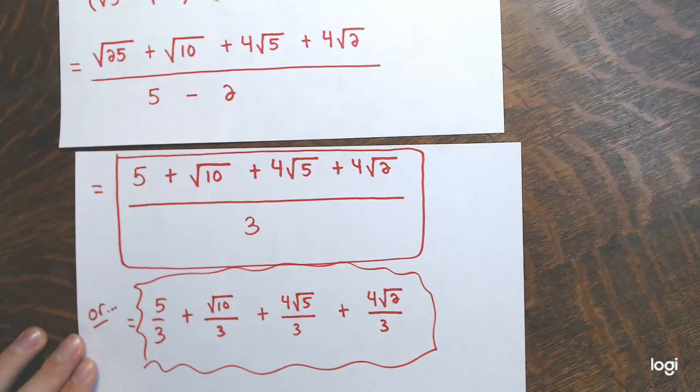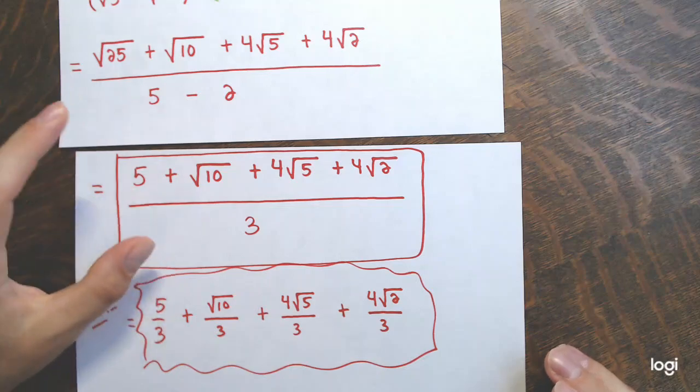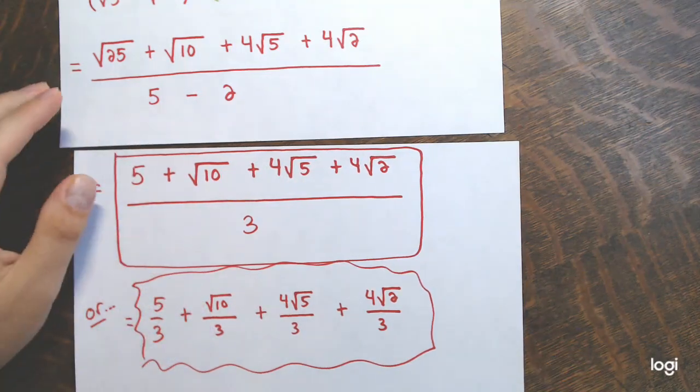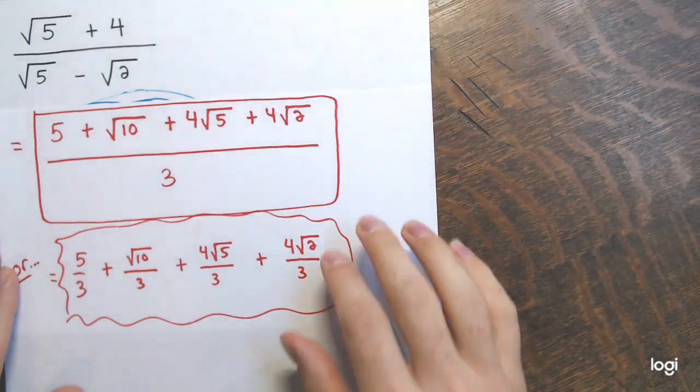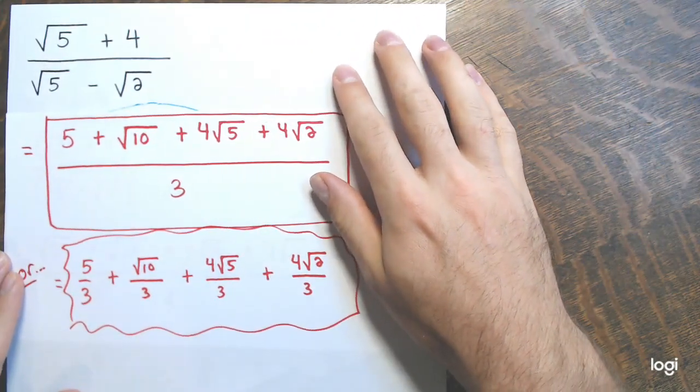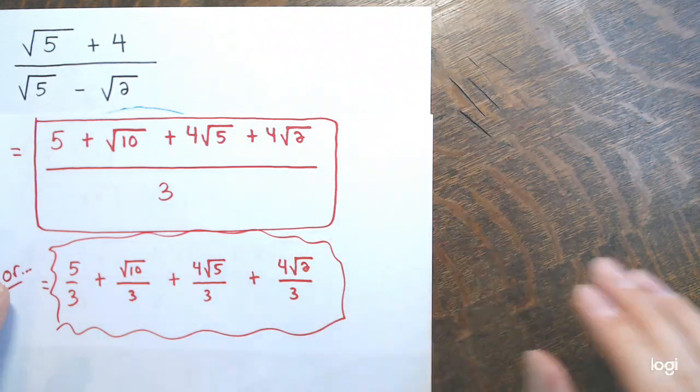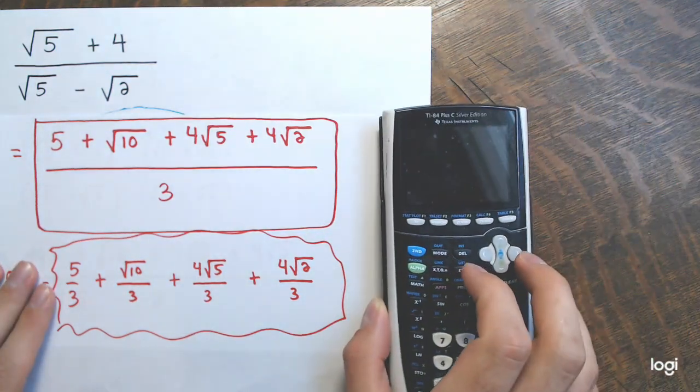This would be fine as well. It's a bunch of fractions. Again, I know it looks weird. It's pretty big and crazy, but let's see if it is the same as the original value after all that multiplying by the conjugate and distributing and simplifying and all that.